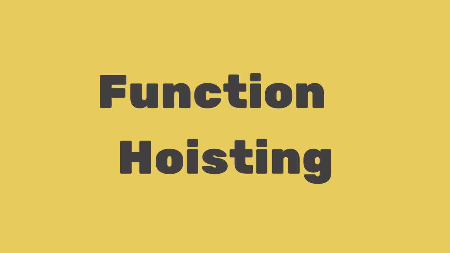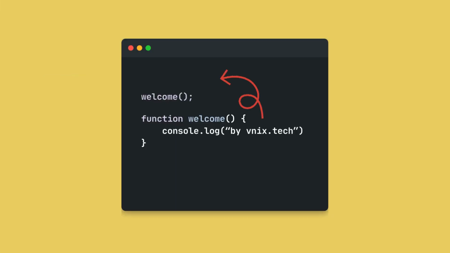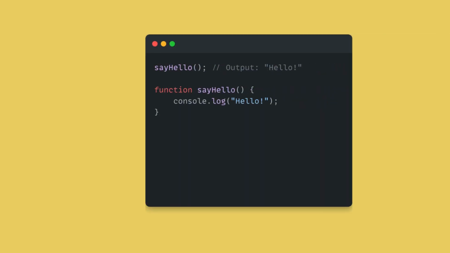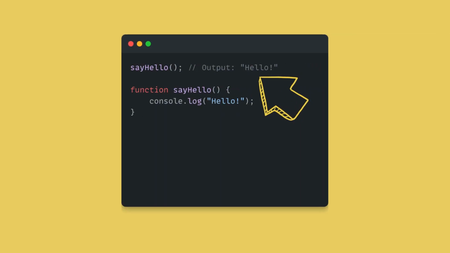Next, function declarations are hoisted entirely, including their body. Note that here we can call the sayHello function before the declaration because it's hoisted to the top.